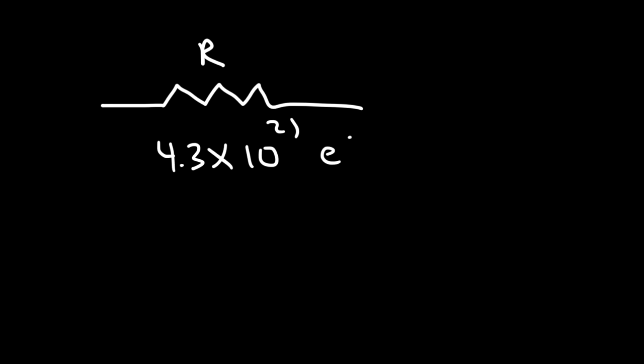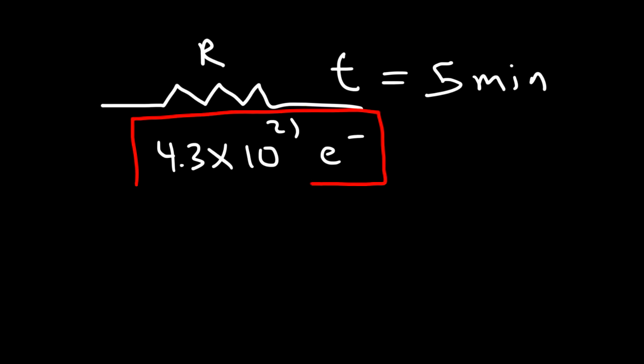Consider this question. Let's say if we have a resistor and we have 4.3 times 10 to the 21 electrons flowing in this resistor in a period of 5 minutes. So every 5 minutes, 4.3 times 10 to the 21 electrons flows through this resistor. What is the electric current in the circuit measured in amps? How can we calculate the electric current in amps? Feel free to try this problem.